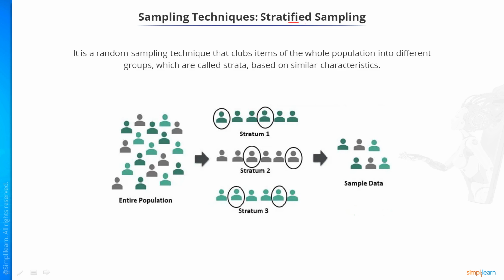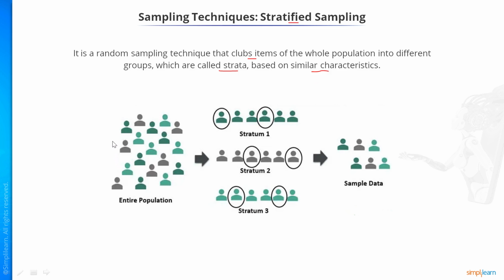Now, what does this technique state? It is a random sampling technique that clubs items of the whole population into different groups. Now these different groups are called strata. These strata are created based on similar characteristics.